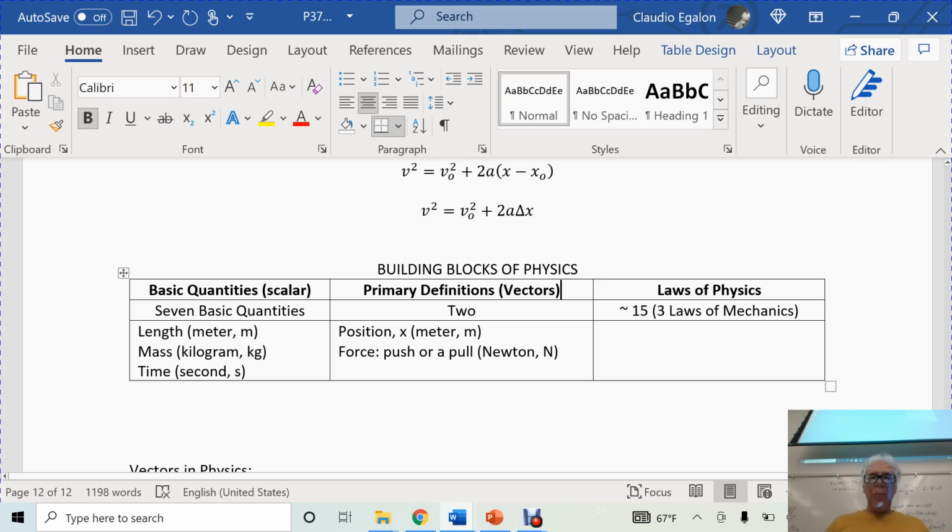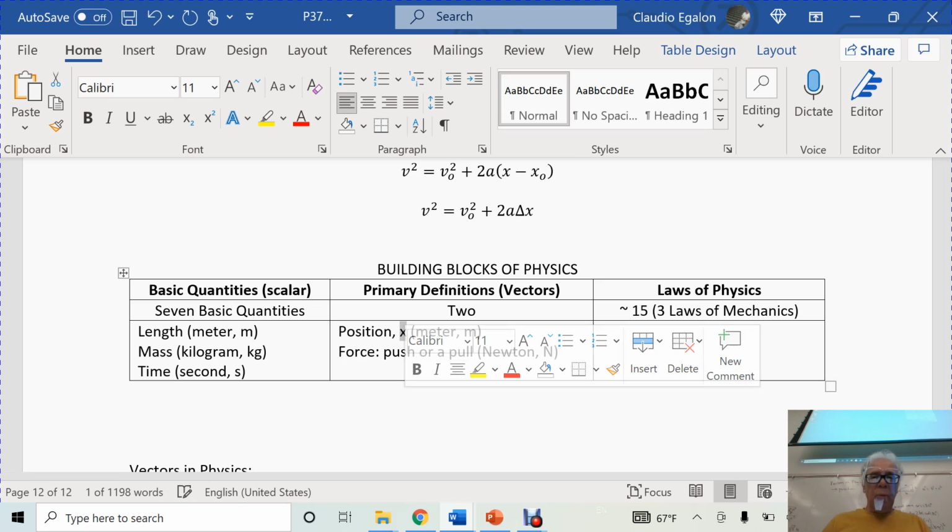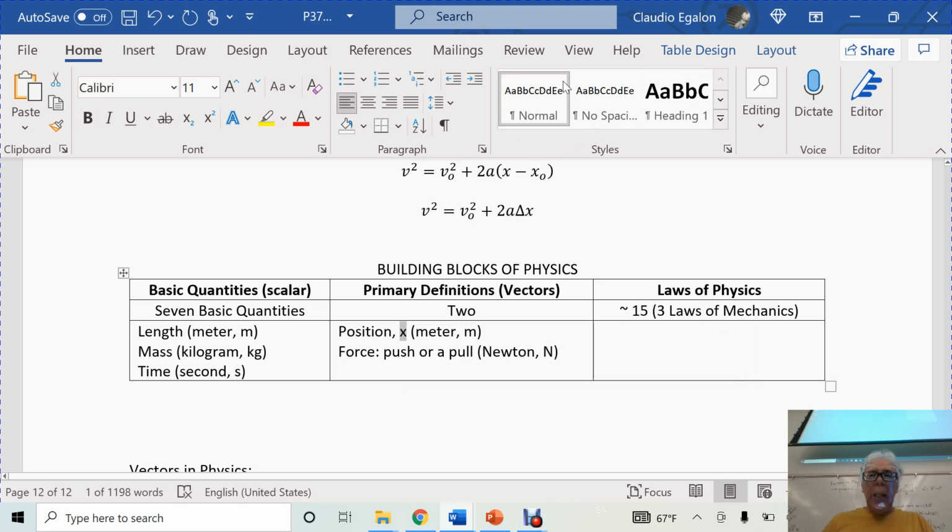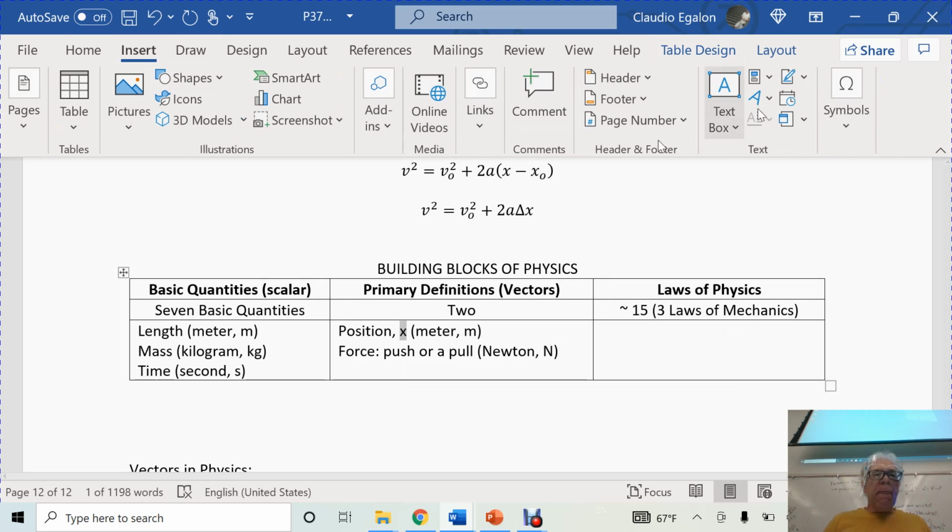So now, instead of x, I'm going to put r with an arrow. Do you see the difference now between the primary definitions and the basic quantities? The basic quantities are scalar quantities. The primary definitions are vectorial quantities. Fits nicely, right? To emphasize that they are different.